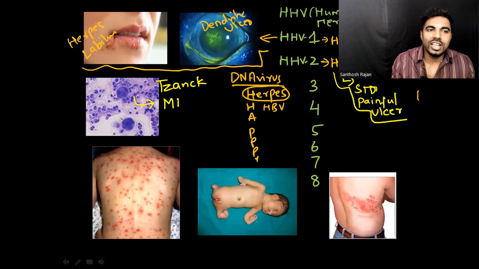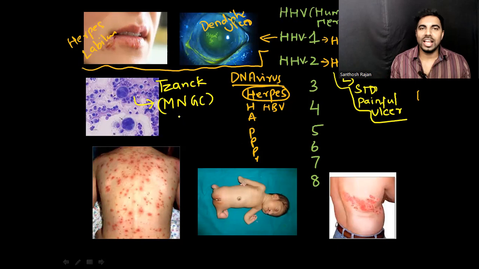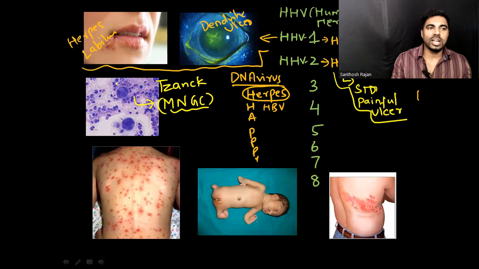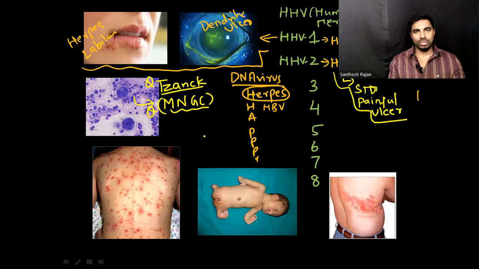In which virus do you get a multinucleated giant cell? Any herpes. Specifically we're talking about HHV2, herpes simplex virus 2, but in any herpes virus you can have an MNGC. So if this picture comes, please remember this is a multinucleated giant cell, and the smear is called a Tzanck smear. This is common in HSV2. If they try to identify it, you can find it.